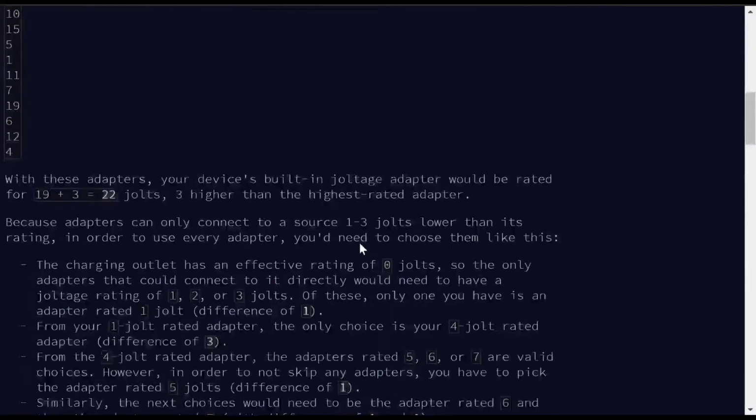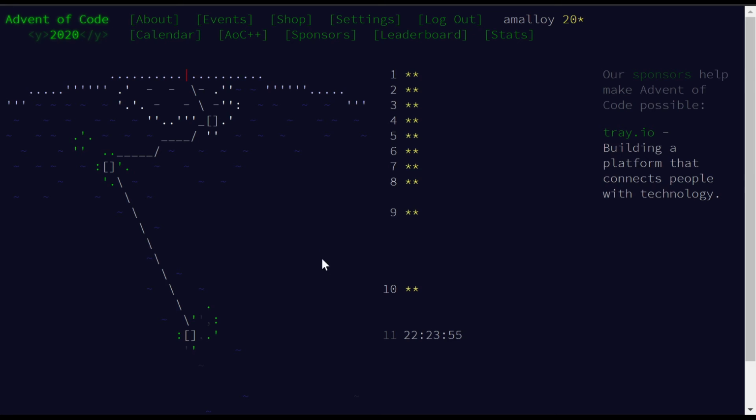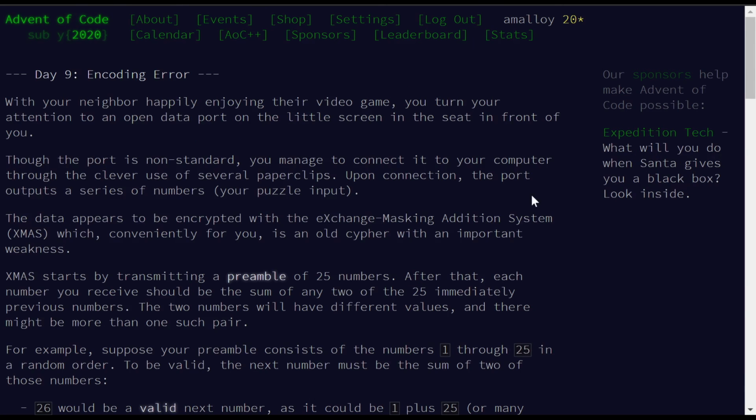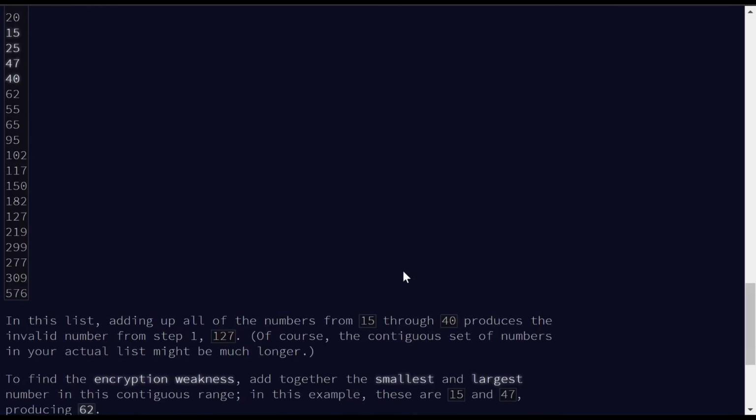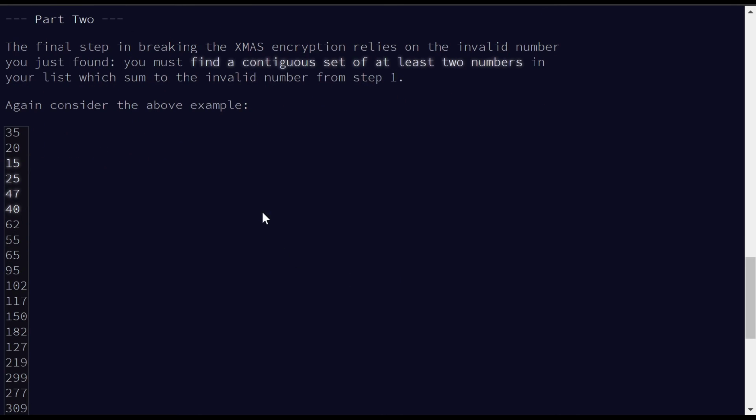Okay, so let's actually talk now, as I said I might, about yesterday's puzzle. About the algorithm I thought of using but wasn't sure it would be correct. You need to find a contiguous set of at least two numbers which sum to the invalid number from step 1. And for the purposes of this discussion, it doesn't really matter what the invalid number was. We just need to find a contiguous set of at least two numbers which sum to this invalid number.